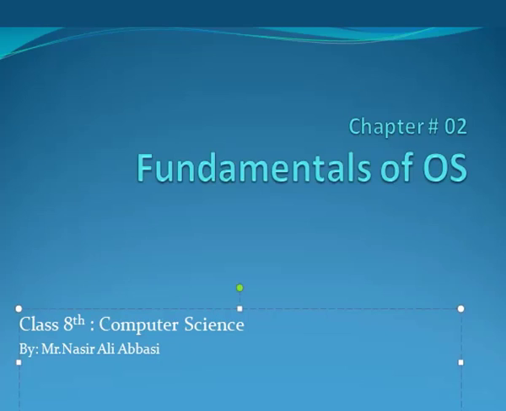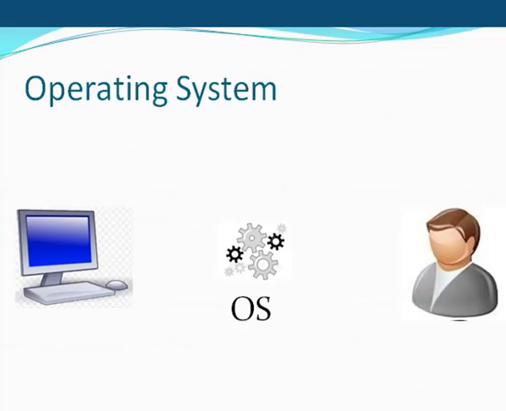In this class, I will explain the fundamentals of operating system, which is chapter number 2. It begins from page number 37. Starting with the definition: an operating system is a collection of system software that controls the overall functionality of a system. It provides the user an interface through which we can communicate with the hardware device. Without an operating system, the user cannot perform any single task on the computer system.